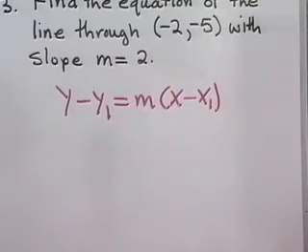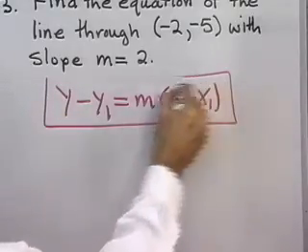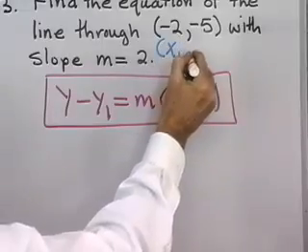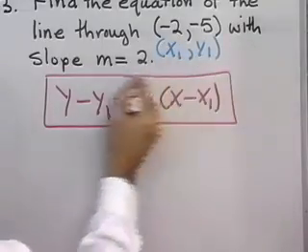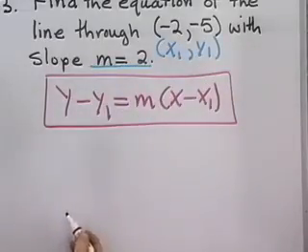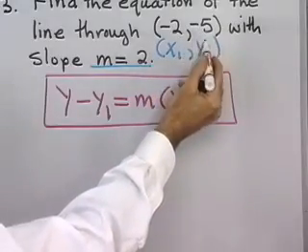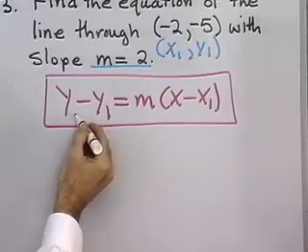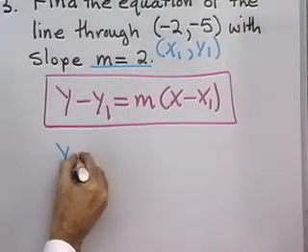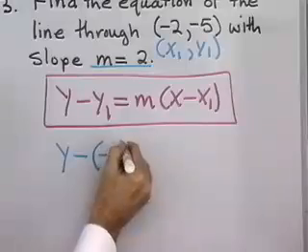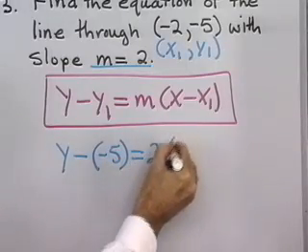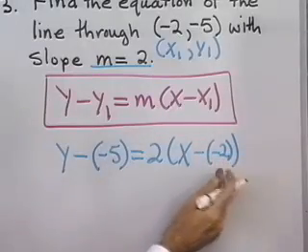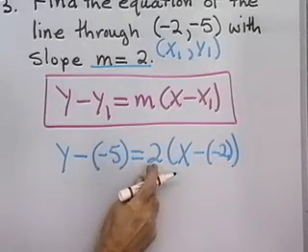So here in this case, here's my point-slope form of the equation of a line. This is the point (x1, y1), and this is the slope m. So I'll simply substitute -5 for y1, -2 for x1, and 2 for m in this equation and come up with y minus -5 is equal to 2 times x minus -2. So there's x1, y1, and m.